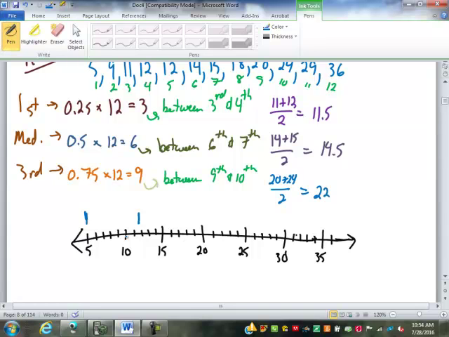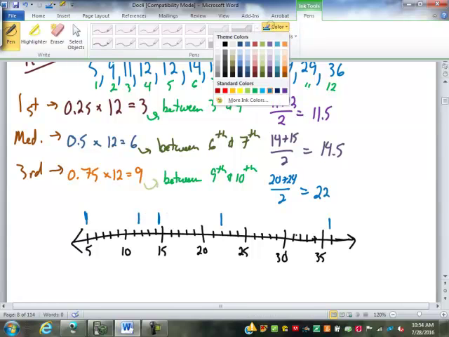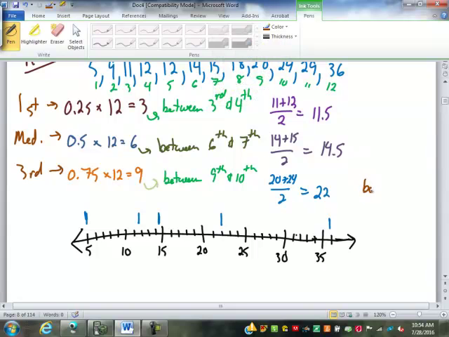My median is at 14.5. My third quartile is at 22, and my largest number is at 36. What I'm going to make here is what we call a box plot, sometimes called a box and whisker plot.